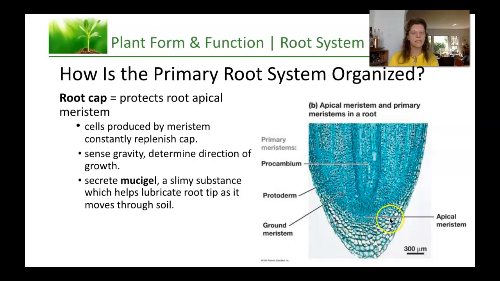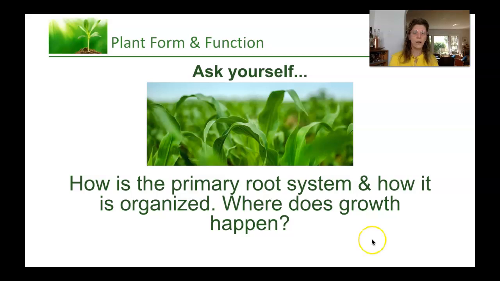And then actually the cells right above it or below it, depending on where you're standing, those are going to be associated with the cap, or the root cap, and that will secrete a mucilage, which is a slimy substance, which helps lubricate the root tip so it can move through the soil more easily. And cells are constantly being replenished here, and this is also the area that senses gravity and determines direction of growth.